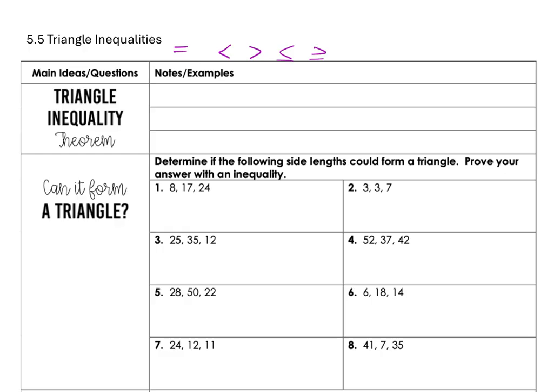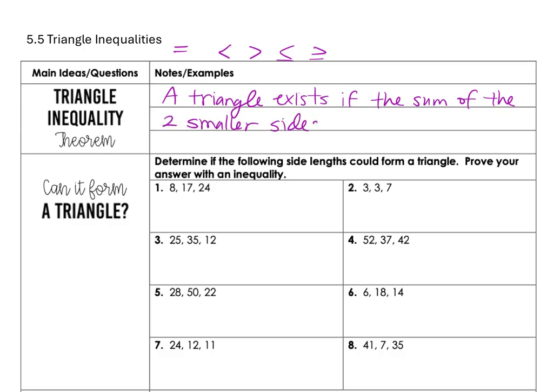And so I have this theorem for you. It's called the triangle inequality theorem, and it says this. A triangle exists if the sum of the two smaller sides is larger than, any guesses?